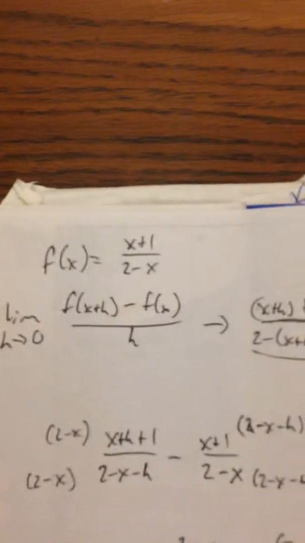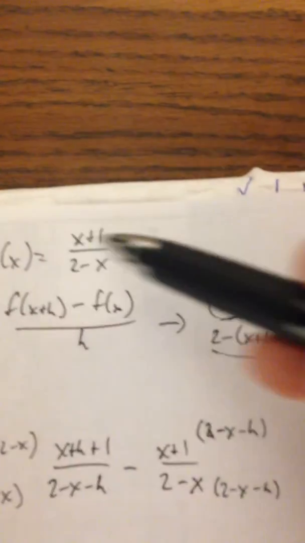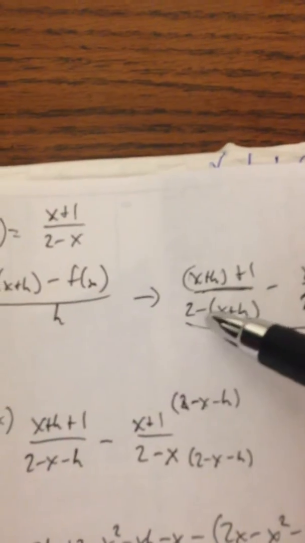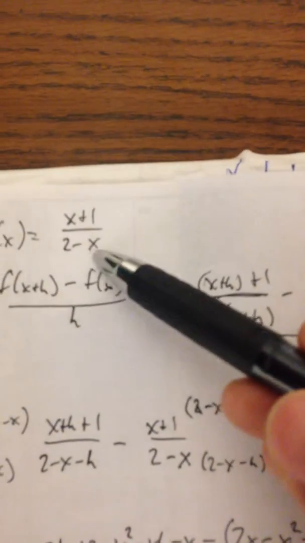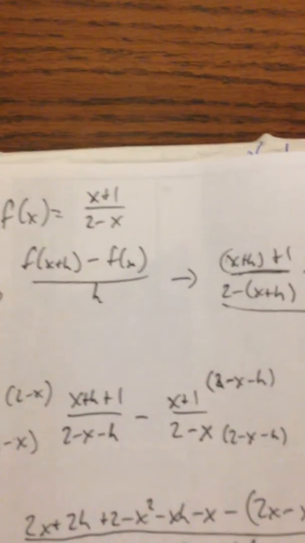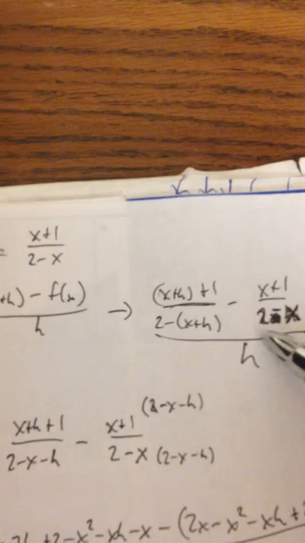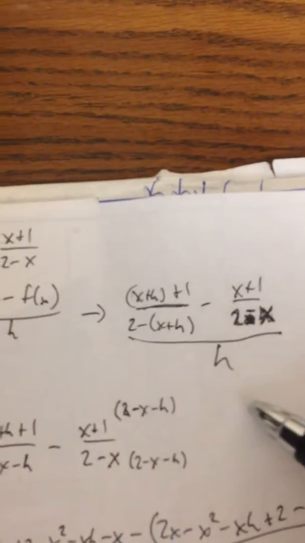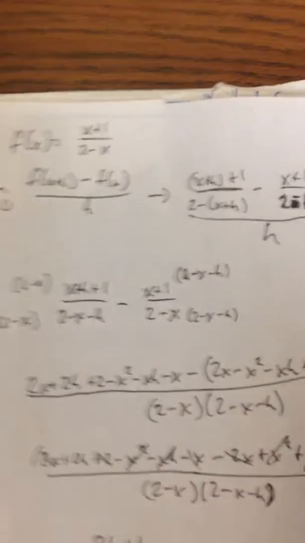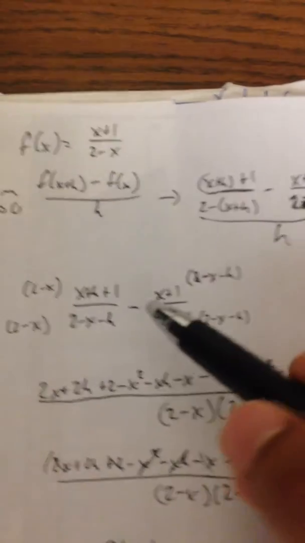If we do that to this function, it looks like this. First I plug x plus h into the first x, then plus 1, and then 2 minus x plus h instead of that x. Then minus the original right here. That's kind of messy, but it says 2 minus x, my bad, and then over h.